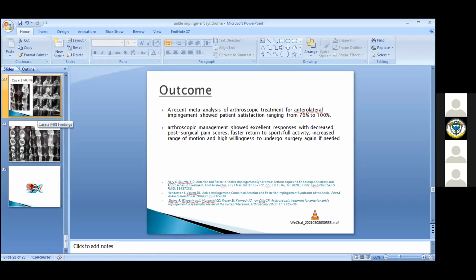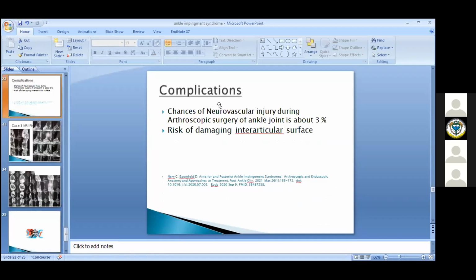But it is only recommended for those who are doing arthroscopy in the knee and shoulder. Otherwise, it's difficult most of the time, and we can avoid the complications, which account for a chance of neurovascular injury at 3%, and the risk of damaging the intra-articular surface is high, but it is not a very severe complication that we made with arthroscopic surgery. So I think this is a very good method to give proper and definite treatment in a patient with ankle impingement syndrome.